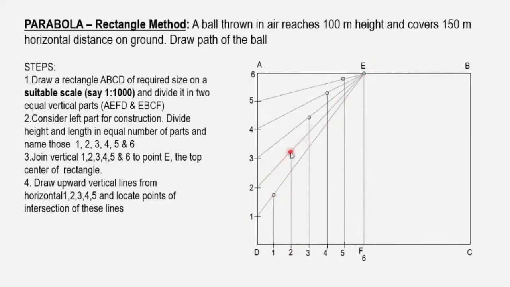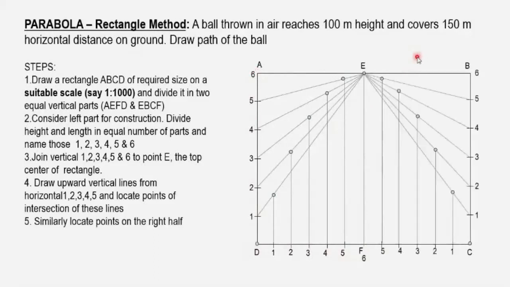So this way I locate all the points of intersection of the vertical lines from points 1, 2, 3, 4, 5, 6 on DF and the inclined lines from 1, 2, 3, 4, 5, 6 on DA. So these are the points of intersection that I have located. Similarly, locate points on the right half also. So these are the points on the right half.